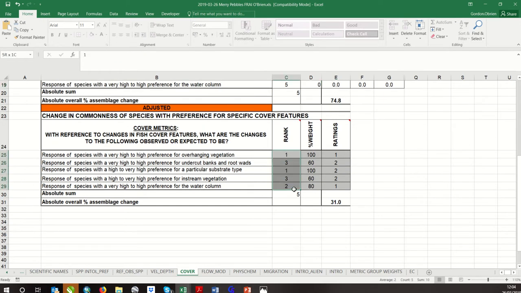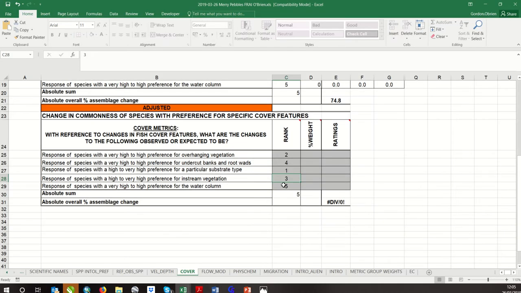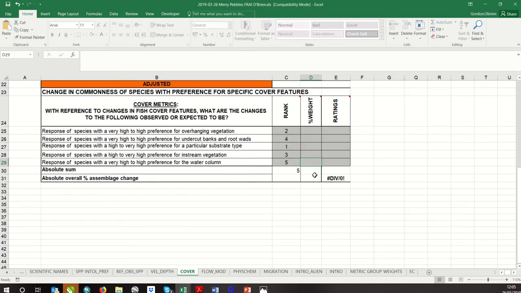So what I would do here, let's delete that, is I would go substrate type is 1, overhanging vegetation is 2, 3, 4, 5. And what is that ranking based on? It's ranked based on this. 1, because they have very high preferences and there are so many species. 2, 3, 4. And then water column the last one. And water column the last one, I don't think you can give it a 0. Can you? I think it did actually. Yes, you can give it a 0.